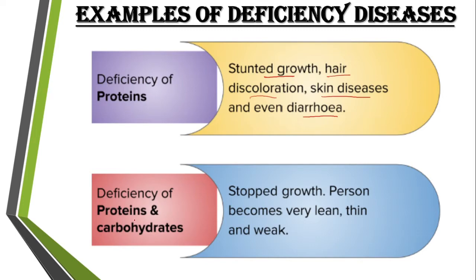And the deficiency of proteins and carbohydrates: if you don't eat enough proteins and carbohydrates, our growth will stop and the person becomes very lean, thin, and weak. The person will not have a lot of energy. So these were the deficiency of proteins and carbohydrates.